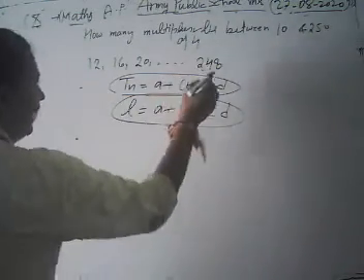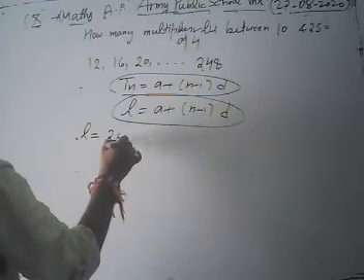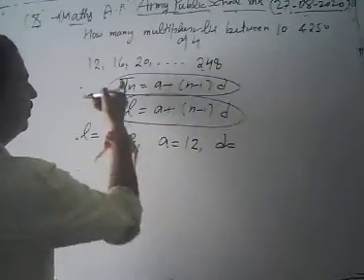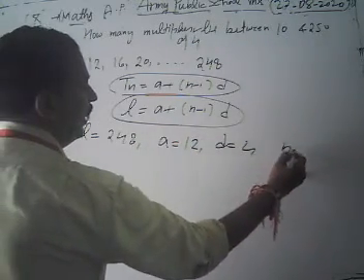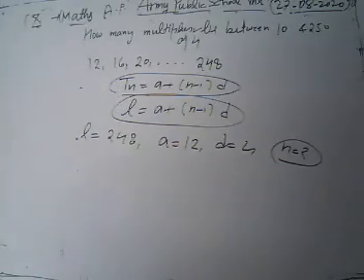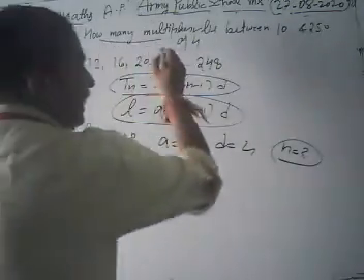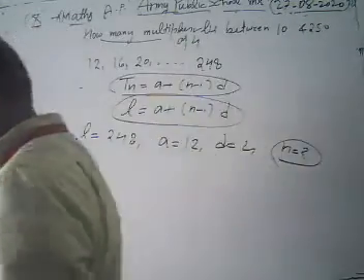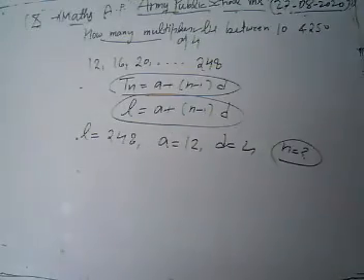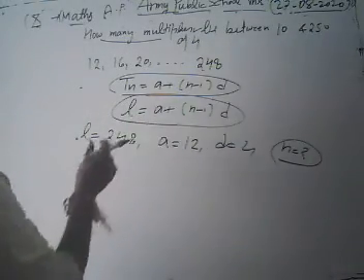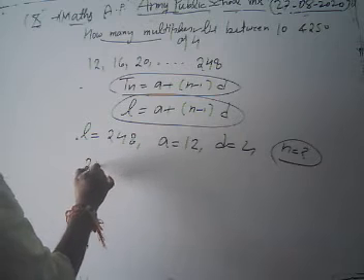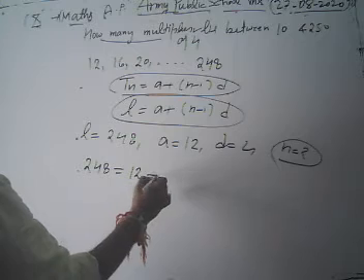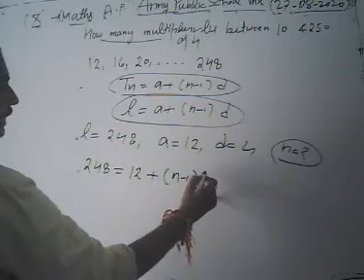Suppose from the series we have L equal to 248, a equal to 12, d equal to 4, and we have to find out n, the number of terms, because it is asked how many multiples of 4 lie between this and this. Putting these values in the formula L equals a plus n minus 1 times d, we have 248 equals 12 plus n minus 1 times 4.